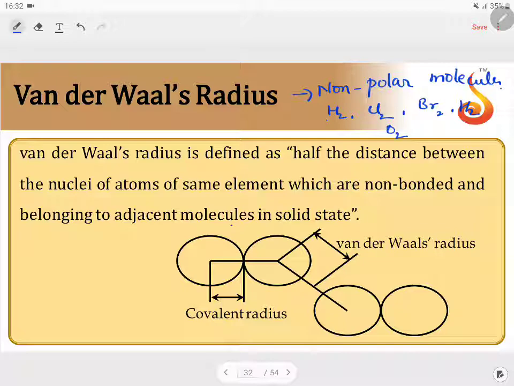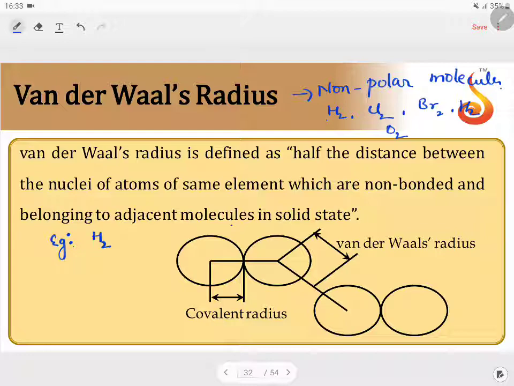And even for the noble gases we can apply the same logic, because in case of non-polar molecules there is a van der Waals force which is acting. That's why the name van der Waals radius. How do we do it? Example, let us consider we are finding the van der Waals radius of H2 molecule.